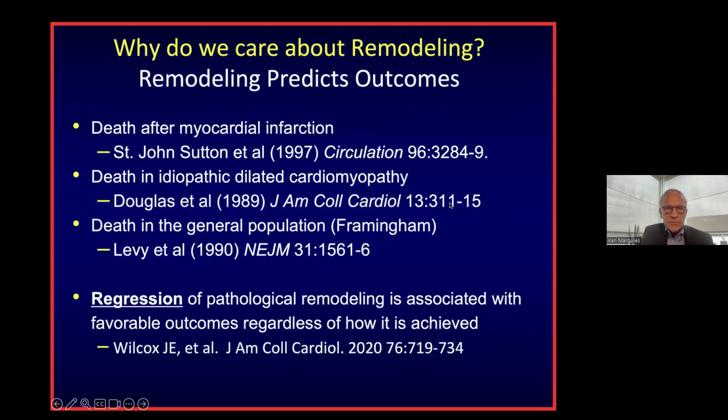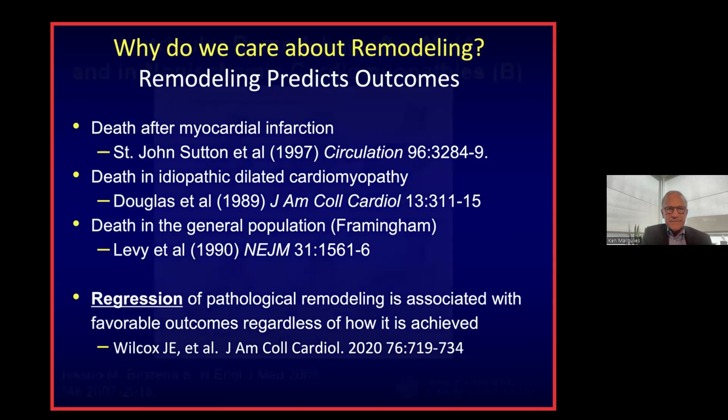So the first is why we care about myocardial remodeling. The most important reason is it has a lot to do with outcomes. It's strongly related to death after myocardial infarction, as highlighted in some of these manuscripts here: death in idiopathic dilated cardiomyopathy, death in the general population, as from Framingham. And on the flip side, regression of pathologic remodeling is associated with favorable outcomes regardless of how it's achieved. So it's something we should be pursuing. It's become part of our guidelines that we're looking for a reverse remodeling or whatever you want to call it. It's something to be pursued. And fortunately, many of our therapies have the capacity to do that.